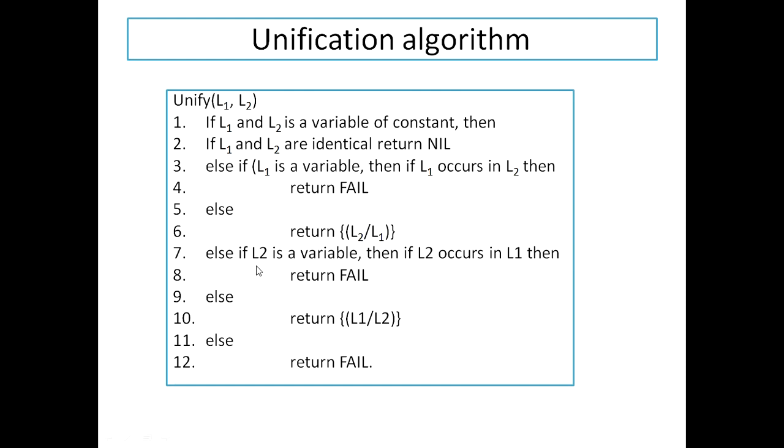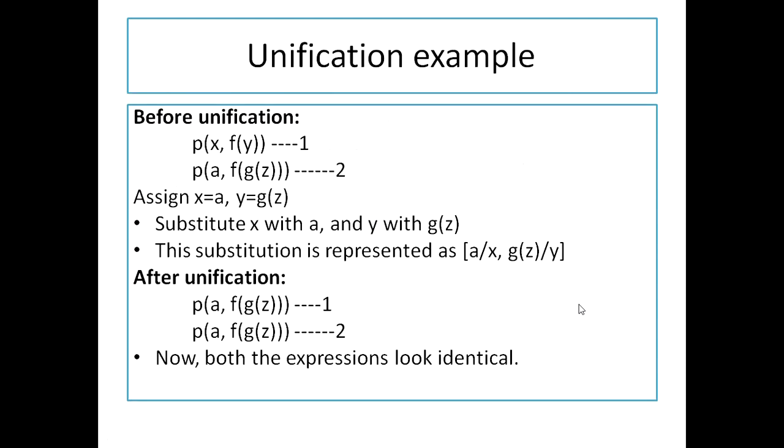Otherwise, L2 may occur in L1. That condition we have to check. If that's the case, then it returns failure. Otherwise, it calls the unifier and applies the substitution to make them identical. If all these conditions fail, then it returns failure. So this is the actual algorithm to be applied. Let us now discuss an example for this unification technique.